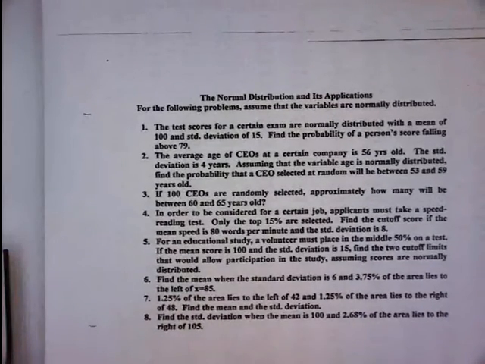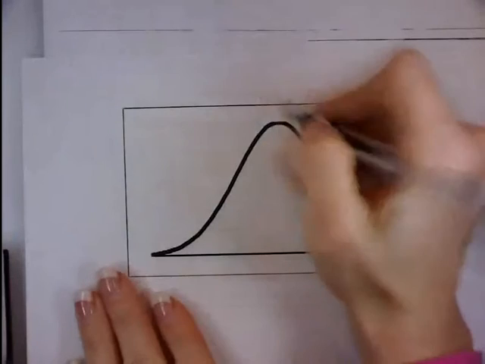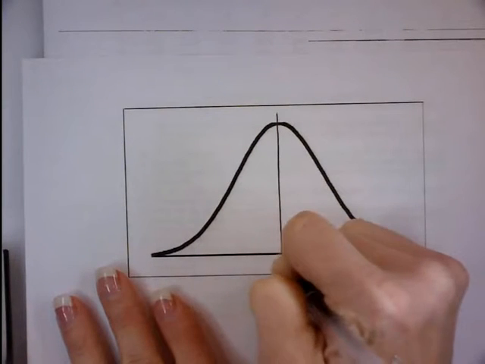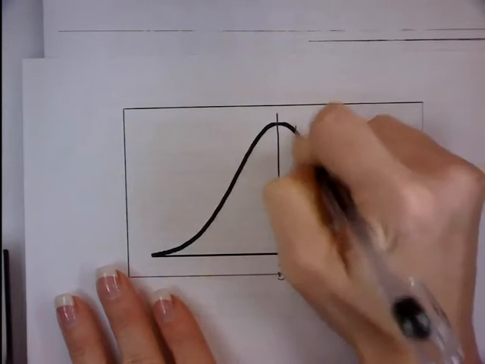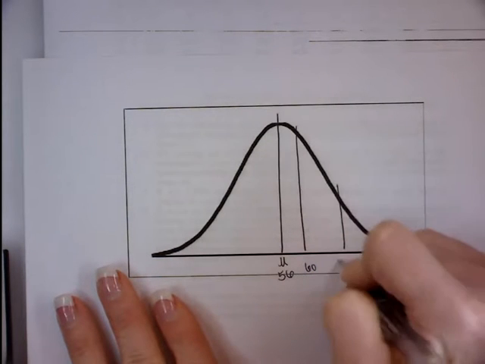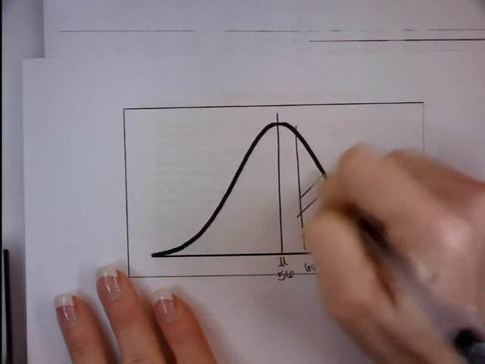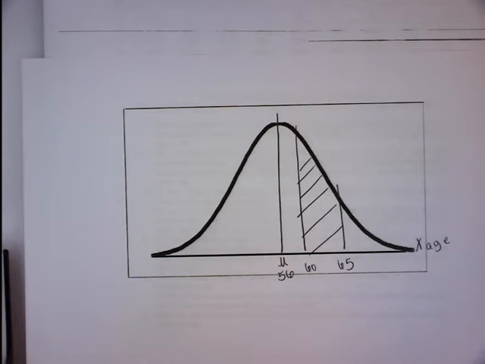So again, if 100 CEOs are selected at random, find the probability that, if 100 CEOs are randomly selected, approximately how many will be between 60 and 65? So first of all, here is the mean, and it's still 56 years old, and the x-axis is still age. 60 is here, and 65 is here. If we can find this area between them, that's the probability that a single CEO selected at random is between 60 and 65. And then we answer the question of how many.